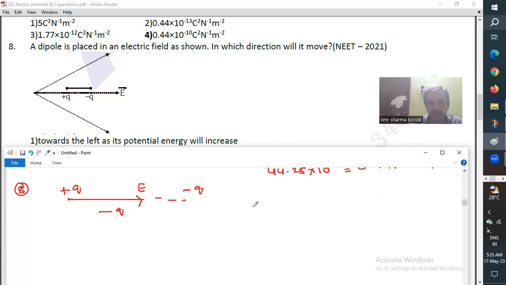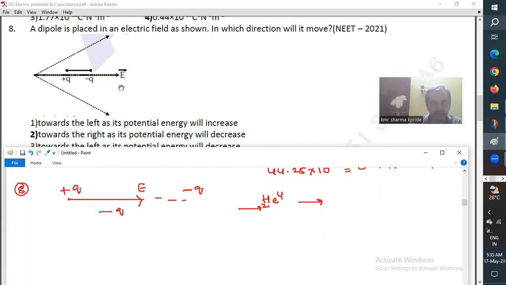Suppose I give you one more example. In the Rutherford experiment, the alpha particle, that is helium-4, moves towards the nucleus with a positive charge. Therefore, potential energy increases, because there is natural repulsion. This is the reason for the increase of potential energy. So this dipole with the negative charge moves towards the right in order to have potential energy move. So the second option is correct.